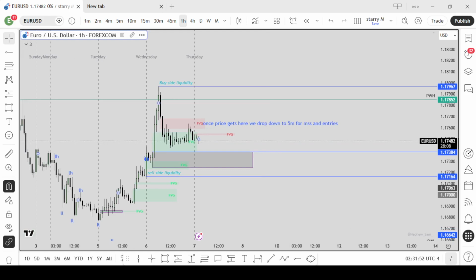So I'll keep you updated once the market starts showing signs for entries and what have you.